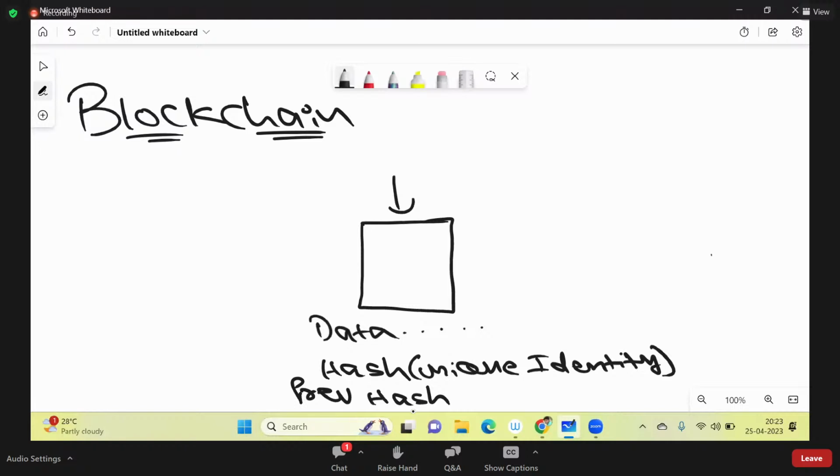Let us start with the first block. The first block has its own corresponding data, and it also has its own hash, which is the fingerprint of the first block. Now, the first block's hash will become the second block's previous hash. Let me say block 1 has a hash of, let us say, 1, 2, 3.